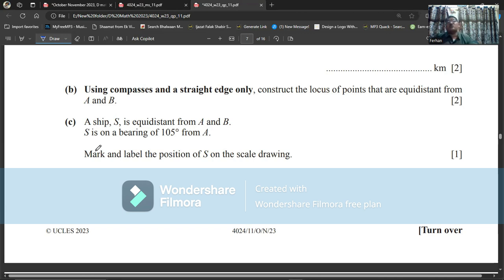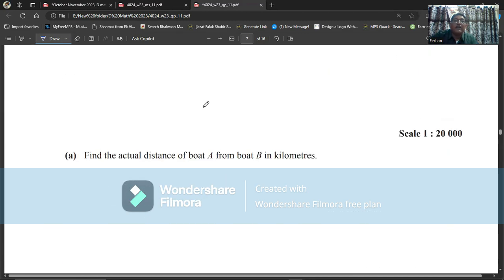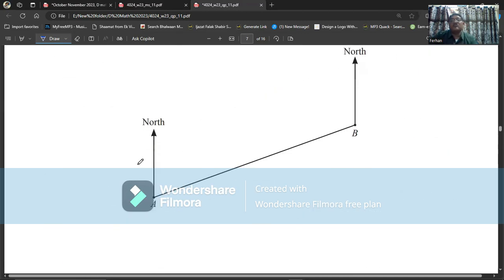Using compasses and a straight edge only, construct the locus of the points that are equidistant from A and B. You see, equidistant from A and B. If you have to draw a locus which is equidistant from two given points, you draw the perpendicular bisector of the line joining them. So I will draw the perpendicular bisector of the line AB. How do you do that? We do it with the help of a compass. You open your compass more than half of the AB length.